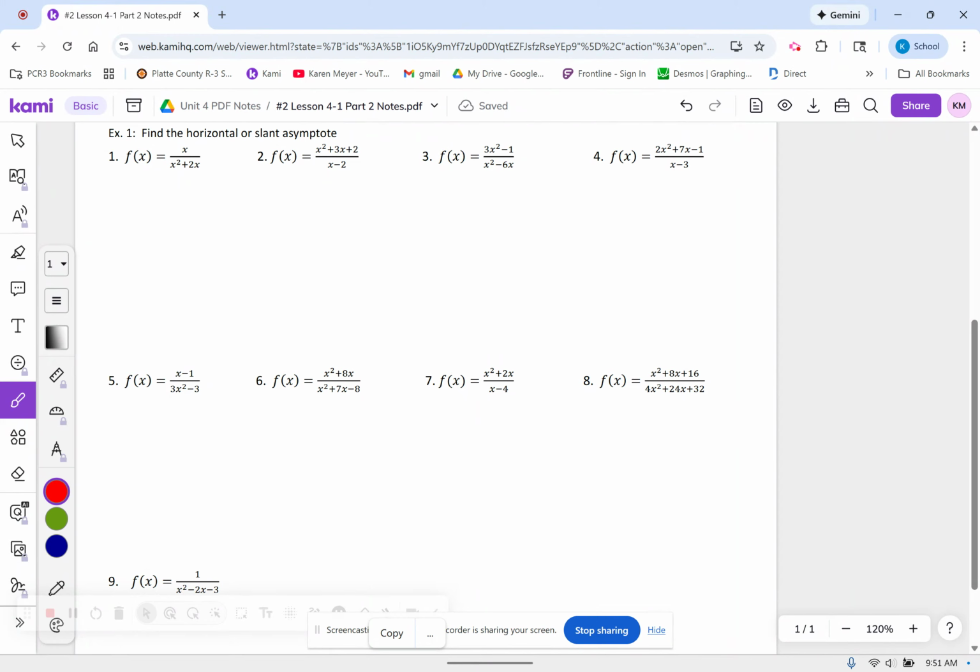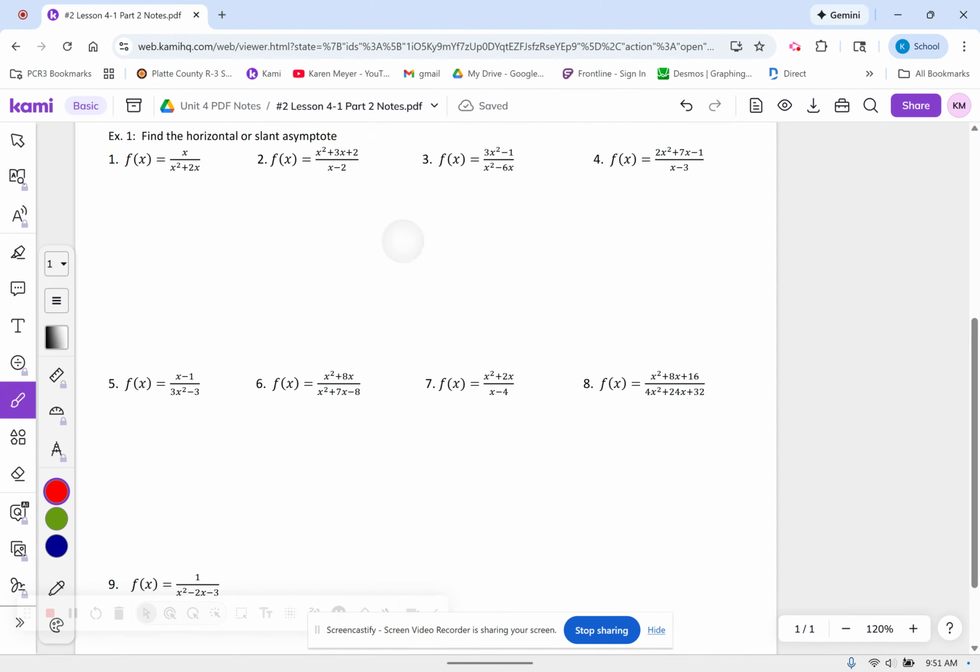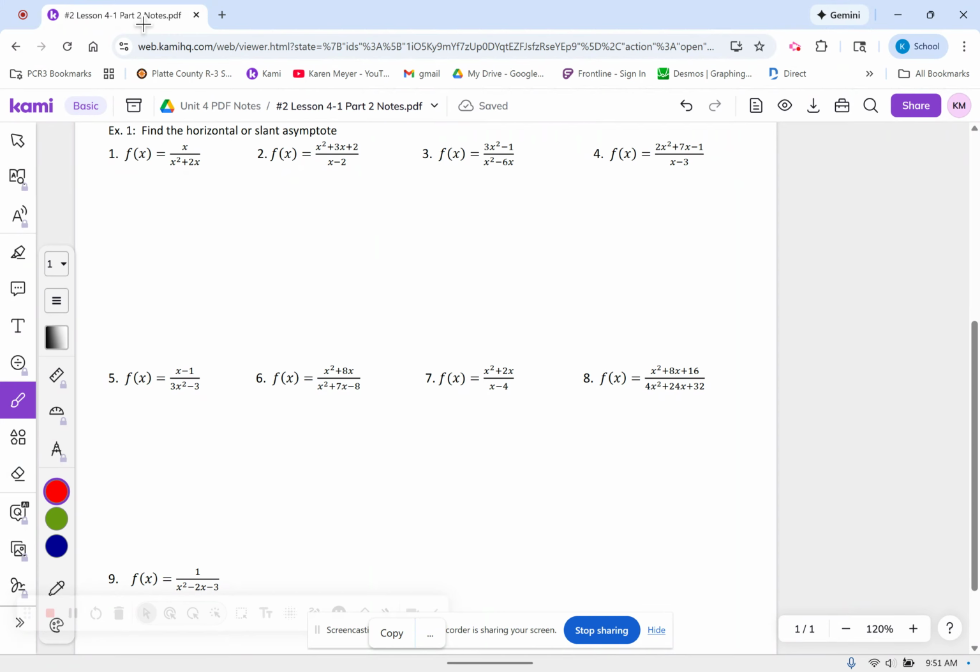Okay, so on the first one, if I have just x on the top, then that would be x to the first power. So I'll just put a little power of 1 if there's not a power there. On the bottom, the highest exponent is 2. So if you compare the two exponents, are you okay?